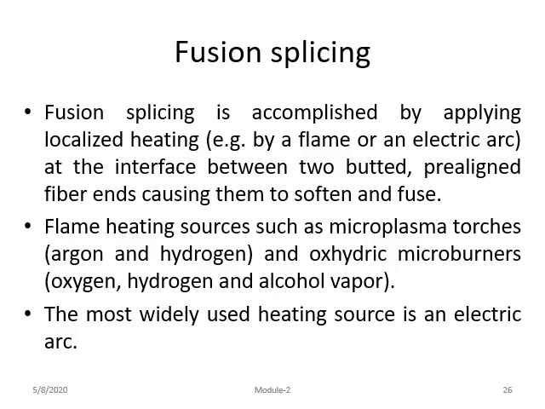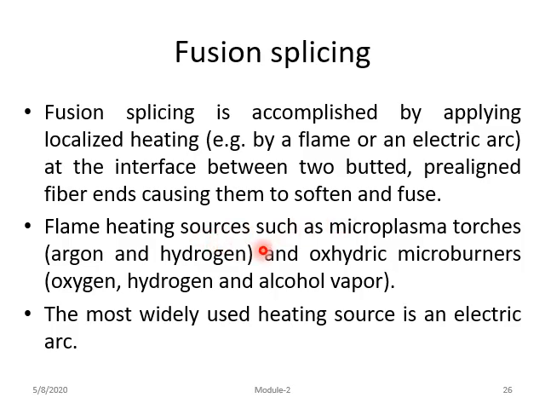Next is fusion splicing. The first technique of fiber splicing is fusion splicing, also called welding, which is accomplished by applying local heat, a flame or an electric arc, at the interface between the two butted, pre-aligned fiber ends, causing them to soften and fuse. Whenever heat is given to the fiber ends, they become soft, and by pushing the two ends together, they are joined so that the fiber connection can be made.